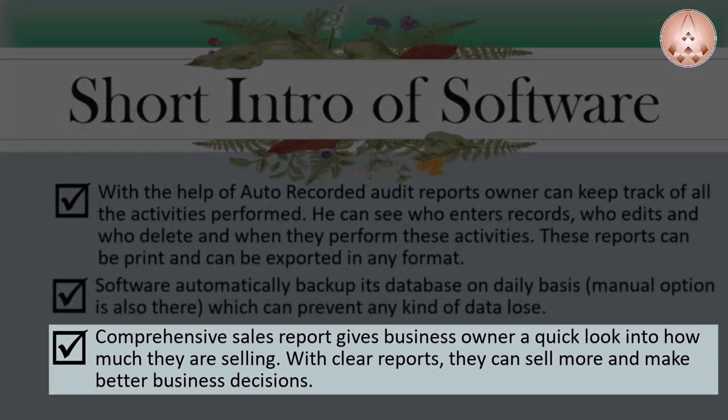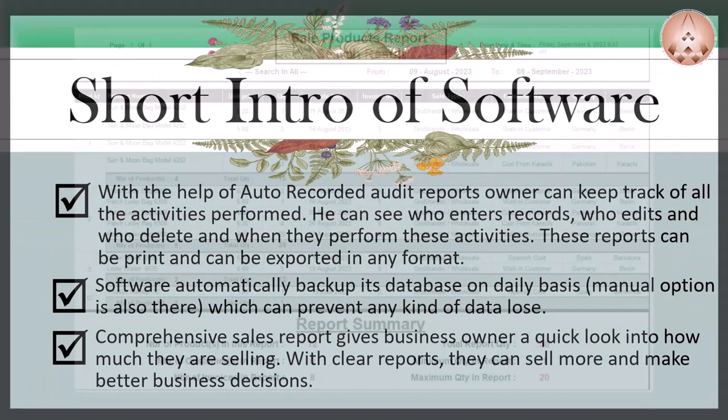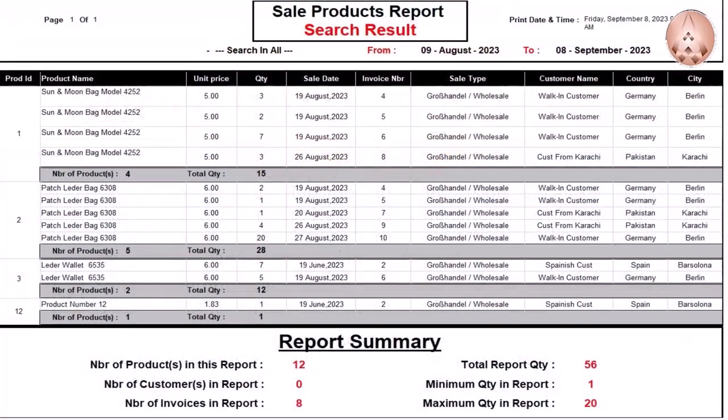A comprehensive sales report gives the business owner a quick look into how much they are selling. With clear reports, they can sell more and make better business decisions. Here is an example of a comprehensive sales product report between two specific dates. The report is very clear and self-explanatory. Also, at the end, there is a summary of the entire report.